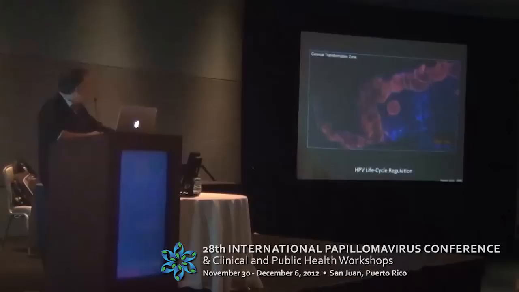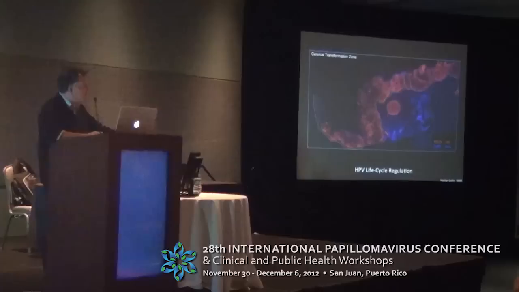Now, if we go back to lesions, this is now a lesion stained with one of those markers again, MCM, and we can see basically a similar sort of situation. This is an area of normal uninfected epithelium, and there's very little cell cycle activity except very near to the base layer. This is an area of low-grade disease, and you can see the cells are not particularly densely packed, and there's a border here between this region of higher-grade disease.